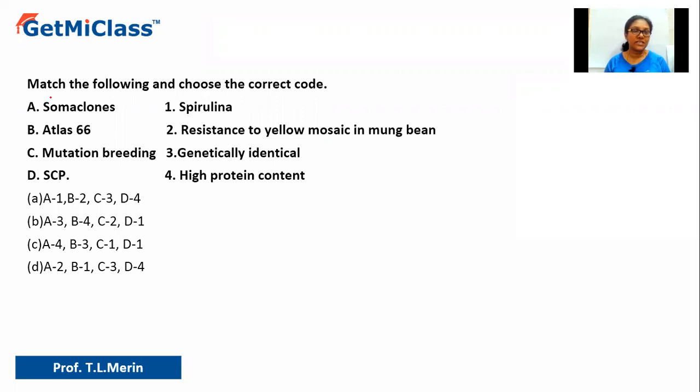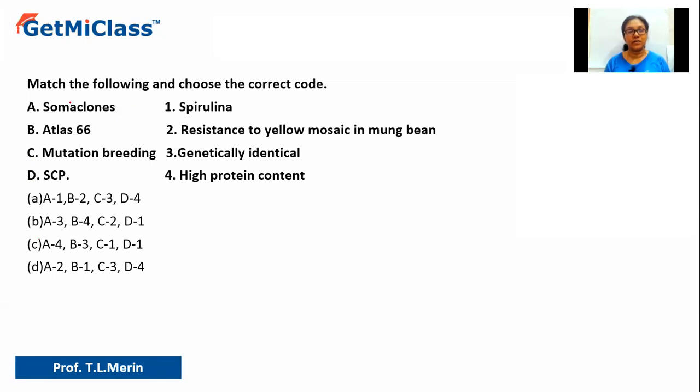Let's solve this question. It says, match the following and choose the correct code. The first column says A, Somaclone, B, Atlas 66, C, mutation breeding, D, SCP. And they have given 1, Spirulina, 2, resistance to yellow mosaic in mung bean, 3, genetically identical, 4, high protein content, and they have given the codes A, B, C, D.